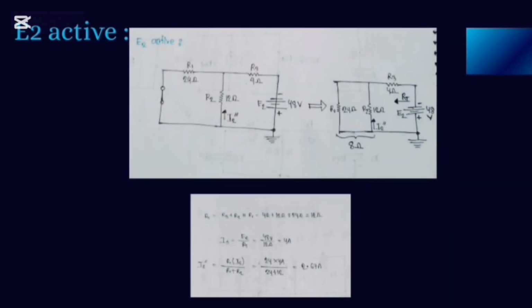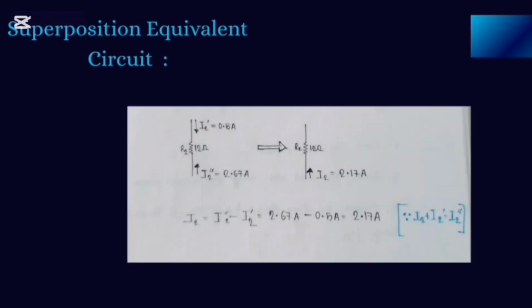Then we activate E2, and E1 is short circuited. We find RT, R3 plus R2 in parallel with R1, and here the total value is 12 ohm. And then we find IS, and the total value of IS is equal to 4 ampere. And then lastly we find I2 double prime, R1 times IS, over R3 plus R2. Then the last is the superposition equivalent circuit.